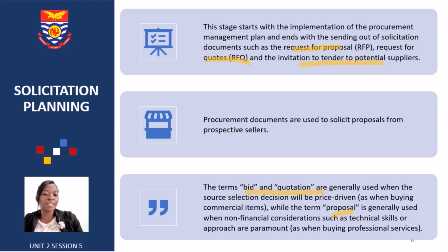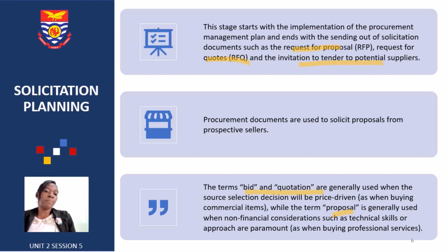It's supposed to be price driven. Someone will come and bid, I'll give you this laptop, HP Pavilion, for 4,000 Ghana cedis. Someone will say, no, I'll give you the same laptop at 3,800 cedis. Someone will say, no, I'm going to give it to you for 5,000 Ghana cedis. And so you realize that when it comes to the bid or quotation, it's about price driven.